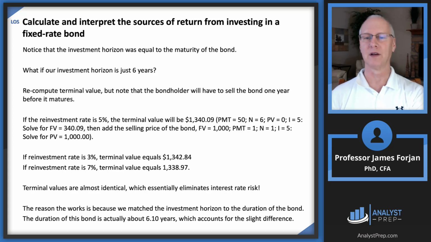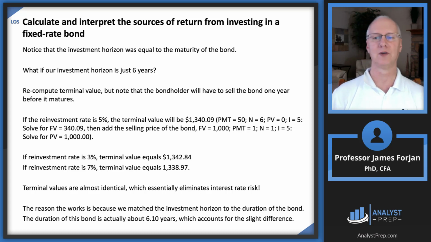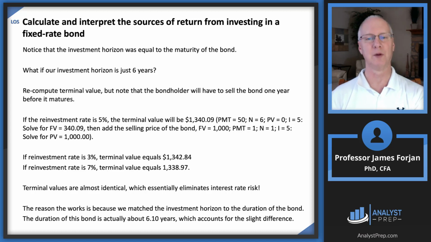But note that the coupon rate and the yield to maturity are still 5%. So the future value of the bond is going to be $1,000. I show you the calculations there just so you can verify that. All right, you got this? So terminal value at 5% after 6 years is going to be $1,340. Now, remember, today we don't know what that reinvestment rate is going to be.